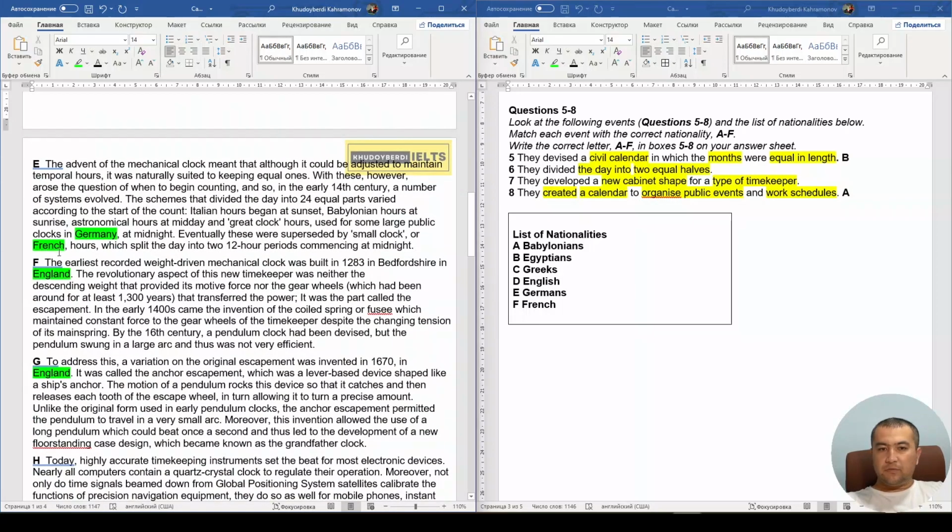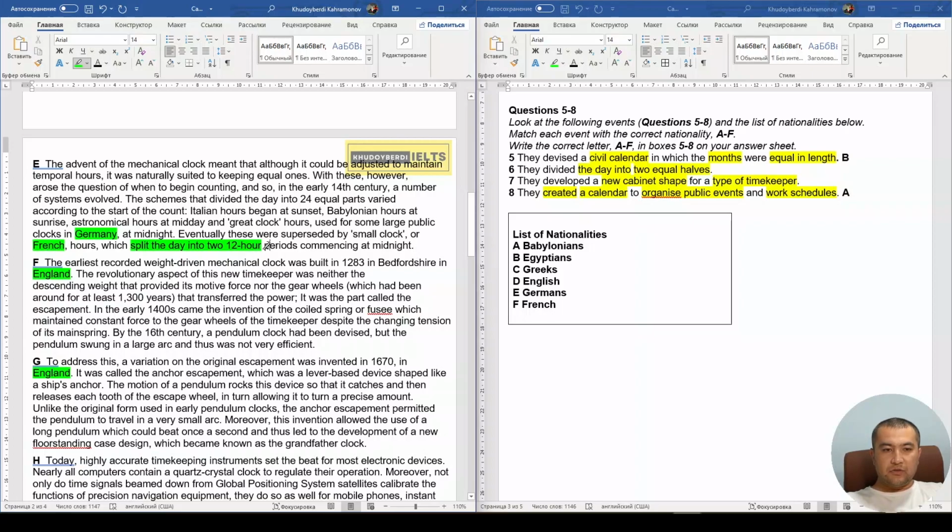And the next one is about Germany and French. Babylonian hours at sunrise, astronomical hours at midday, and the Greek clock hours used for some large public clock in Germany at midnight. Eventually, these were superseded by a small clock or French hours, which split the day into 12-hour periods commencing at midnight. That's perfect. Split the day into 12 hours could be a perfect synonym to the word divide, right? Divide means split the day into two, and halves, which means 12-hour period. And if you multiply 12 by 2, it would be 24 hours, right? 24 hours could be equal halves, and that's why it's about French.